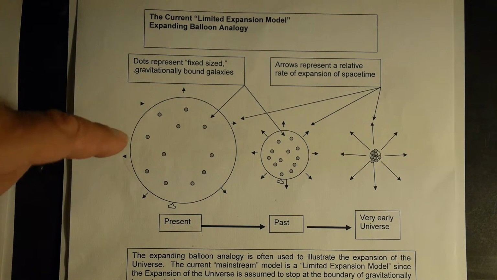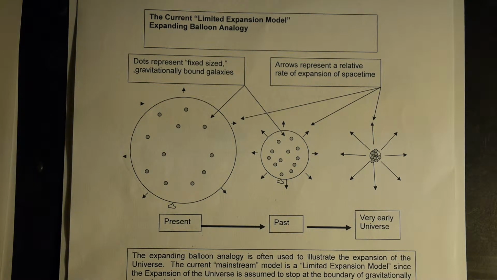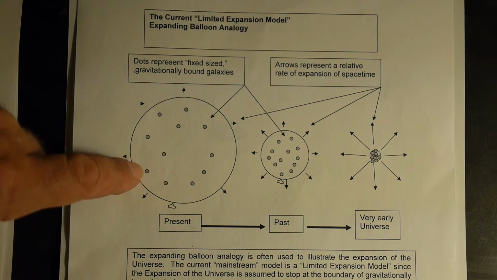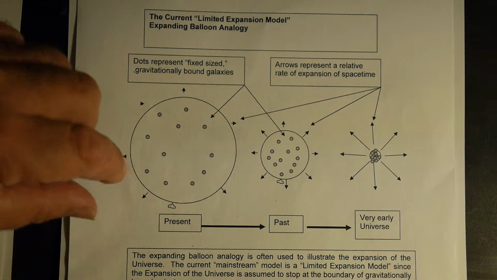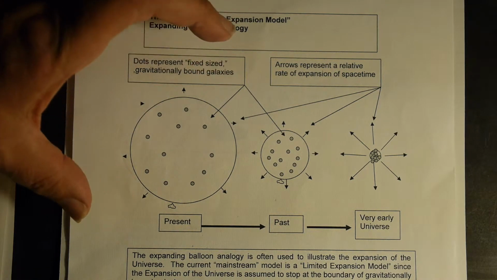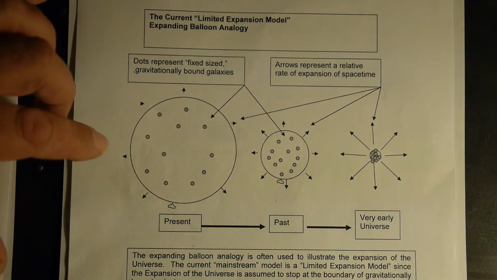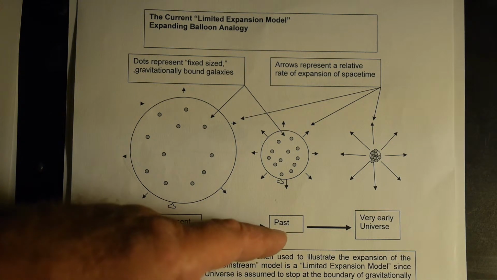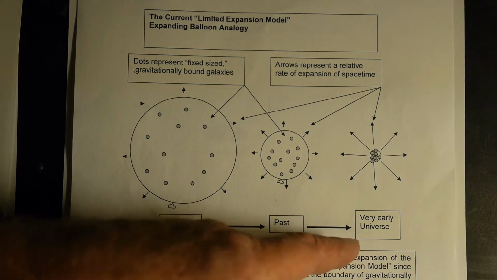And these galaxies are carried by the expansion of space. Here we have, well, we'll call it, often it's called buttons or pennies, glued to the surface of a balloon. And as the balloon expands, the gravitationally bound galaxies are carried by the expansion of space. In this figure, we look at the present and we go back into the past. And then we get to the very early universe.